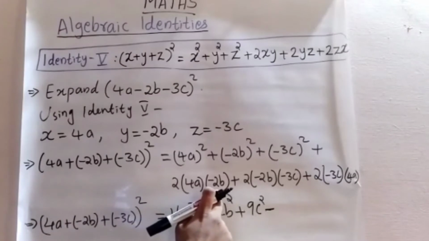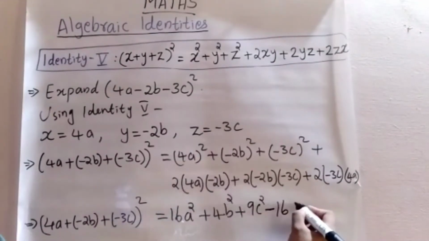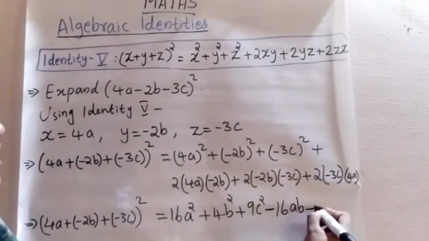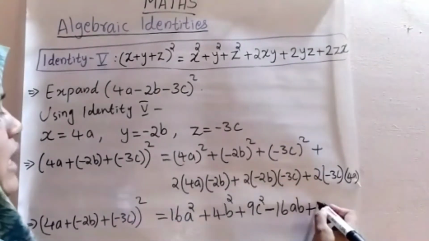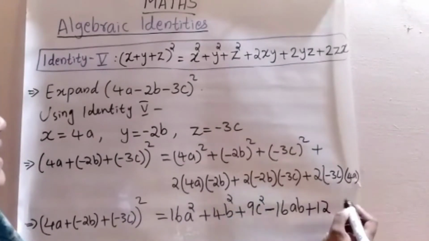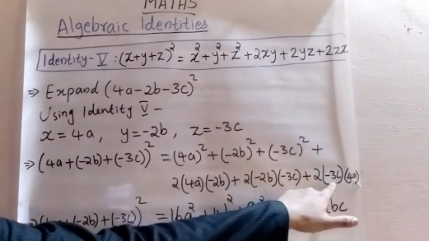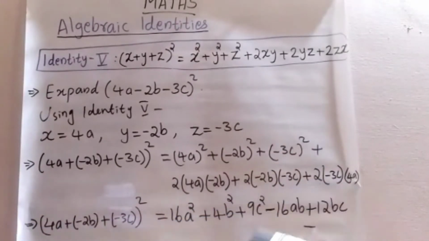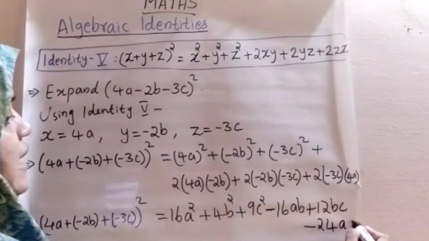4 into 2, 8 into 2, 16. Then the variables are a into b, ab. Then here minus 2b into minus, plus, the sign should be plus. Then 2 into 3, 6 into 2, 12, and the variables b into c, bc, plus. Here one minus sign, so not plus, here minus. Okay, 3 into 4, 12, 12 into 2, 24ac.